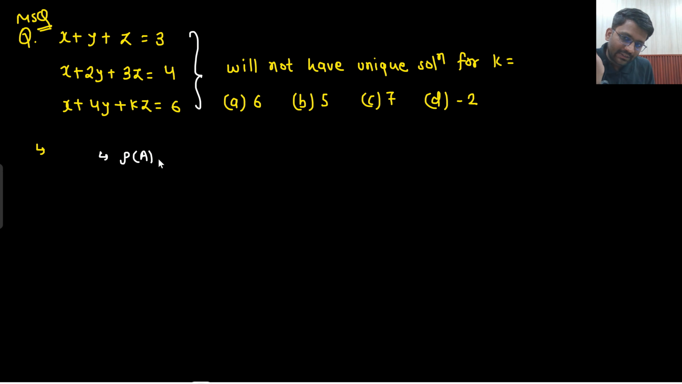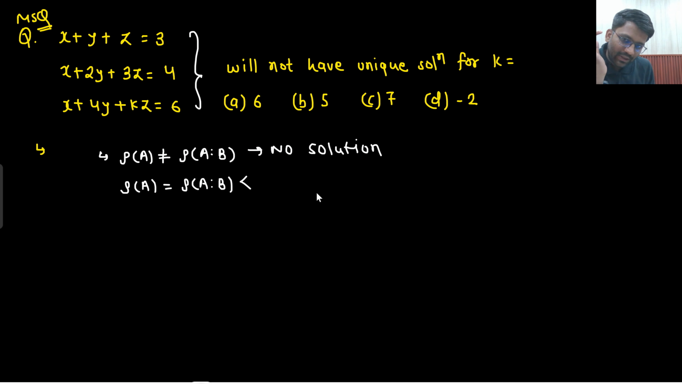One condition we can have is that rank of A is not equal to rank of A augmented B. So this will give no solution. Or the other condition you can have is rank of A is equal to rank of A augmented B, but it should be less than the number of variables, which is 3. So two conditions we can have.